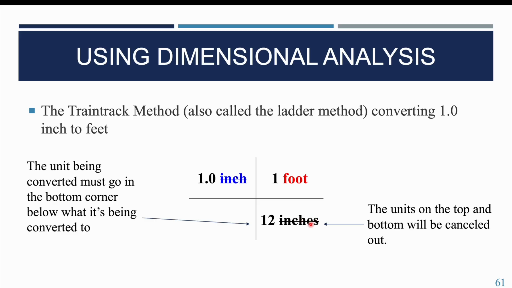And then you have to use your best judgment here, but we know that there are going to be more inches in a foot than there are feet in inches. So the 12 is going to go on the bottom because that's the larger number. You need more inches to go into 1 foot than you do feet to go into 1 inch. So the larger number is going to go on the bottom, so we can convert to a smaller number.